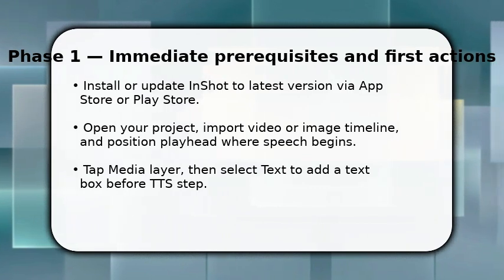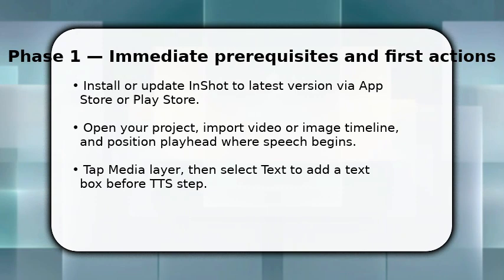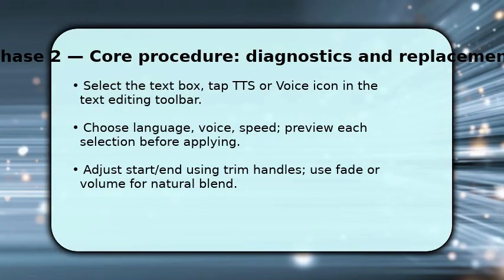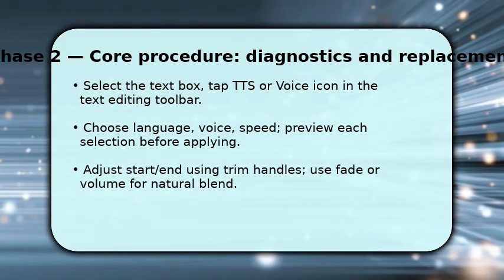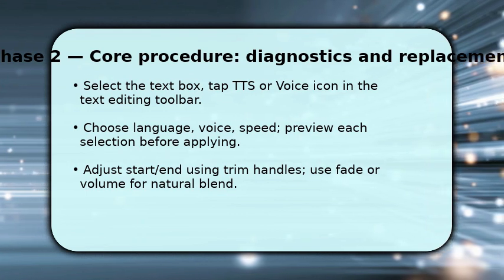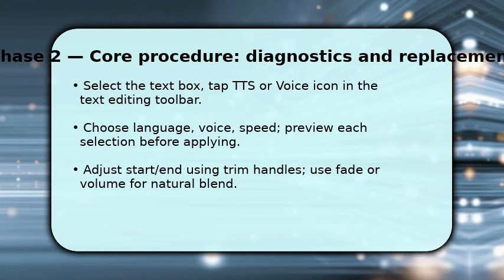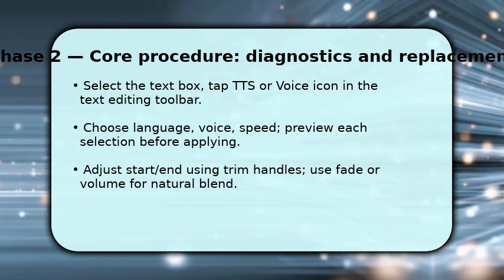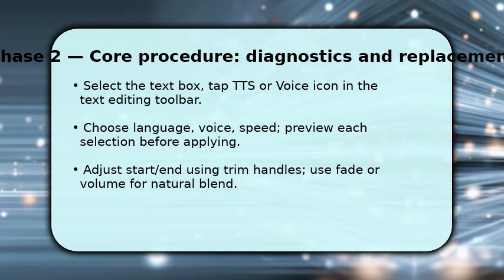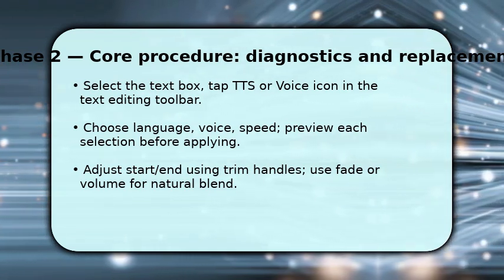Make sure audio isn't muted, and select the text layer so the app surfaces the voice tools you need next. With the text box selected, tap the TTS or voice icon in the text editor. This launches voice options. Choose a language and a voice that matches your tone, then set speed, slower for clarity, faster for urgency. Preview the results so you hear pronunciation and pacing. Make small speed tweaks because those change perceived naturalness.